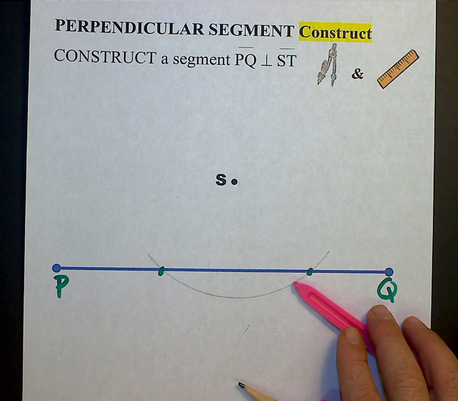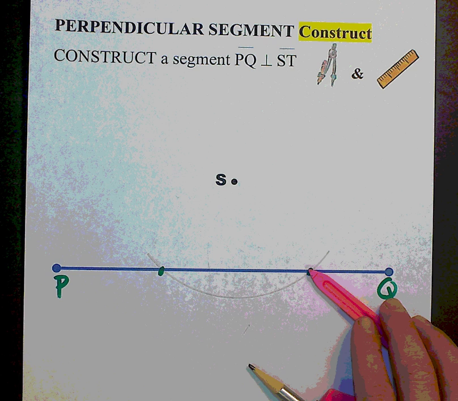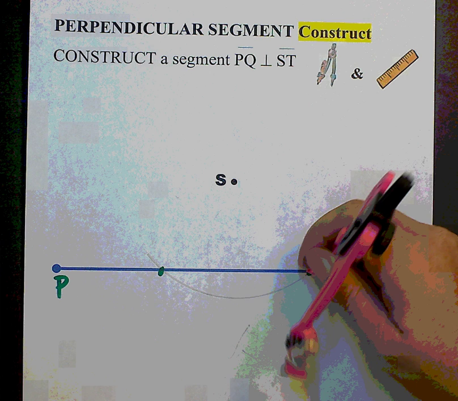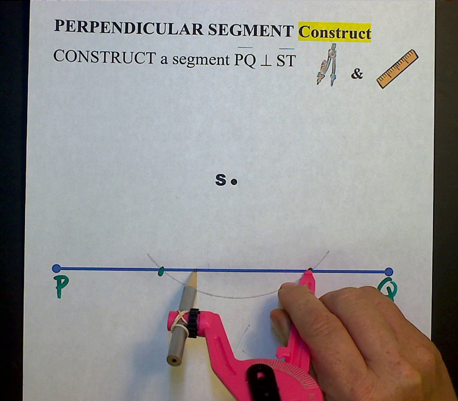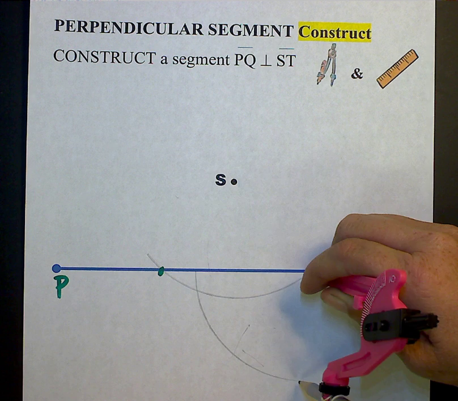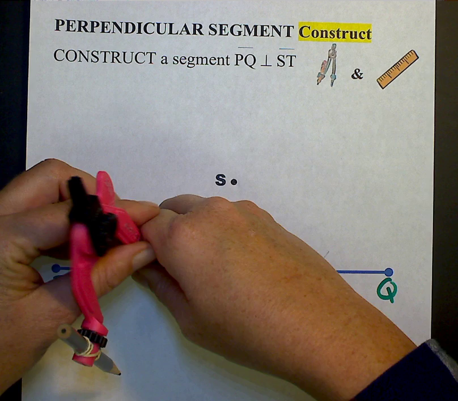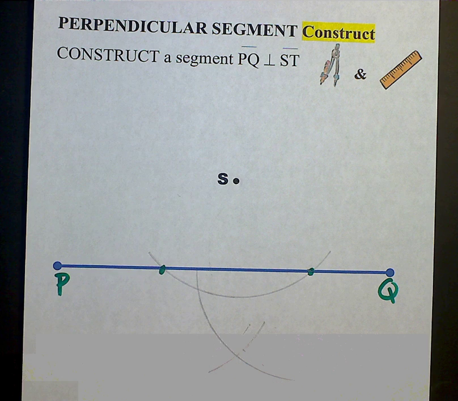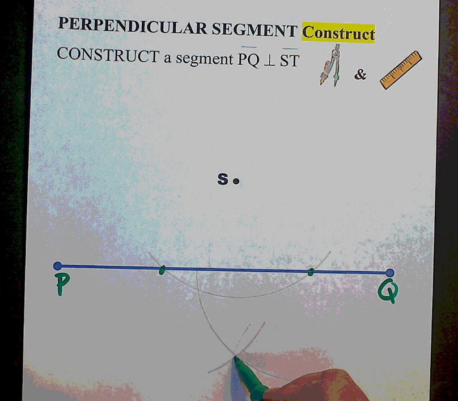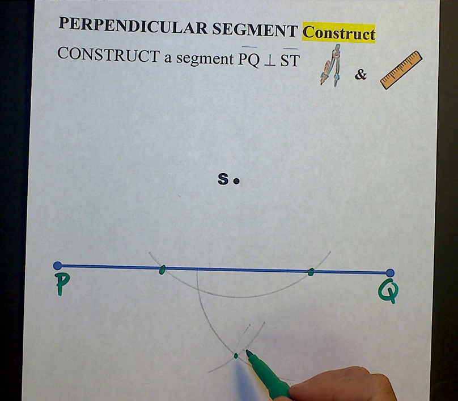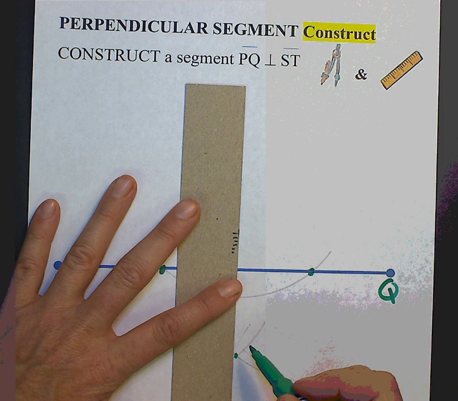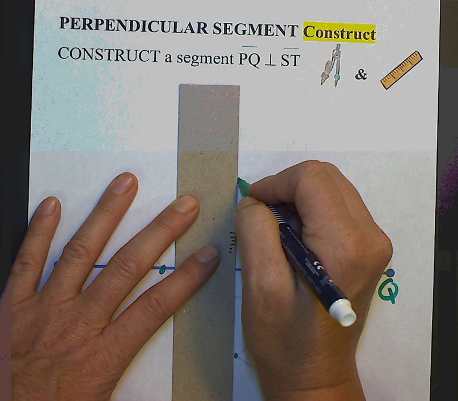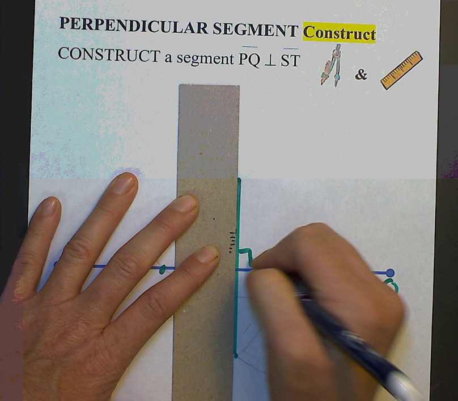You put your compass on one dimple, and you sweep, tilt, and sweep. You go to the other dimple, tilt, and sweep. And do you see where that point is, where those two arcs intersect? Now you're going to connect that point, at that intersecting point. That makes a perfect right angle.